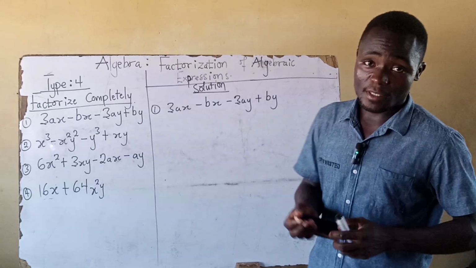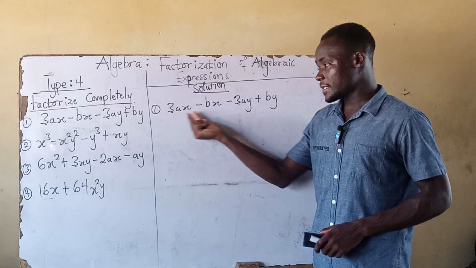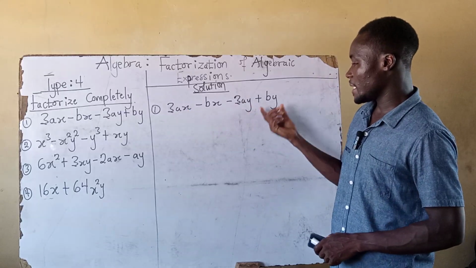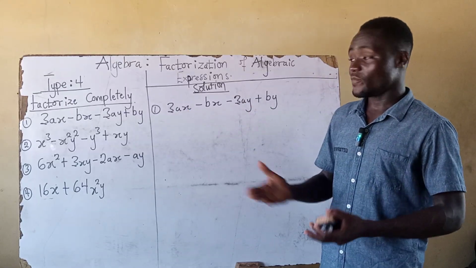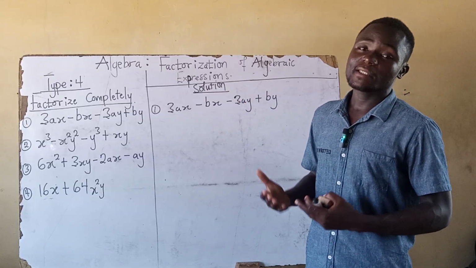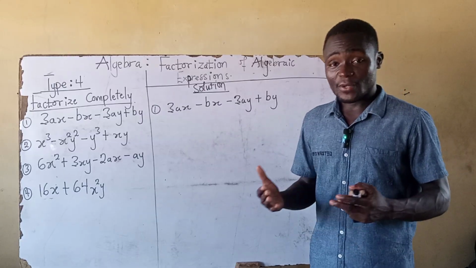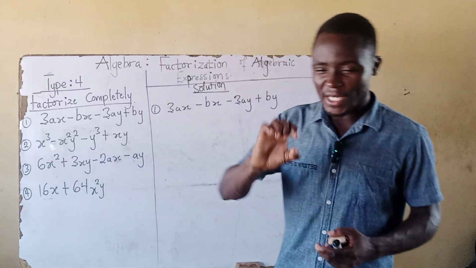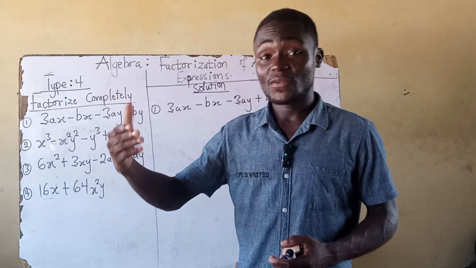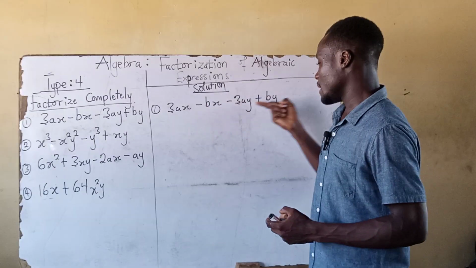As you can see, in my question number 1, I have the expression 3ax minus bx minus 3ay plus by. I've been asked to factorize this completely. What we are going to do in the first place is check whether the expression contains 4 terms. Yes, it contains 4 terms: 1, 2, 3, and 4.